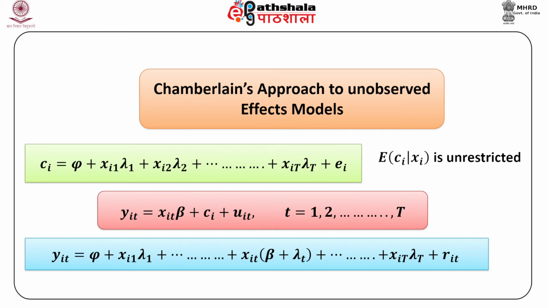Plugging equation 16 into the following model, yit equal to xit beta plus Ci plus uit, where t again varies from 1 to capital T, we get for each t yit equal to phi plus xi1 lambda 1, and so on, up to xit times (beta plus lambda t), and it continues up to xiT lambda T plus rit. Now this is our equation 17.